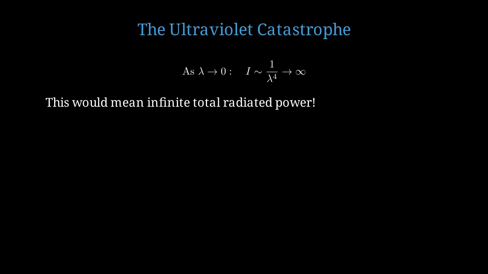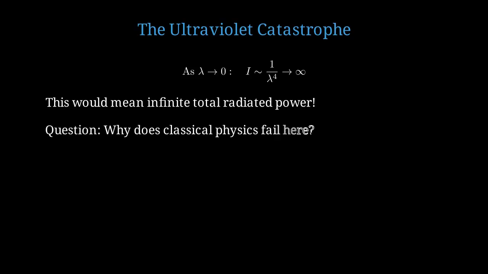The failure of the Rayleigh-Jeans law at short wavelengths became known as the ultraviolet catastrophe. As wavelength goes to zero, intensity goes like 1 over lambda to the fourth, which diverges to infinity. This predicts infinite energy at short wavelengths. If you integrate over all wavelengths, the total radiated power would be infinite. This is physically absurd. So here's the critical question. Why does classical physics fail? What assumption in the derivation breaks down?